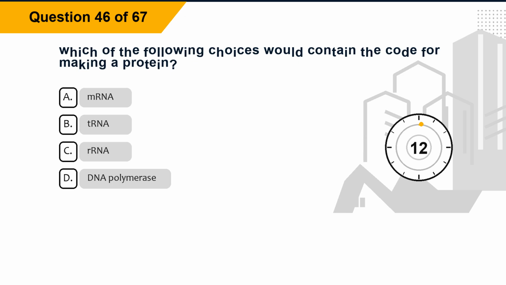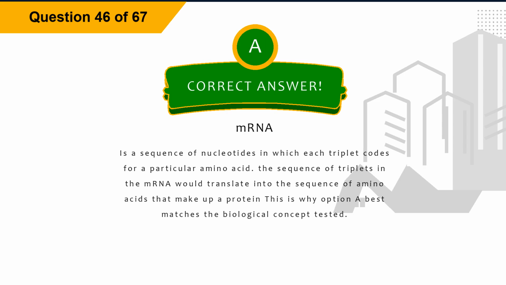Question 46. Which of the following choices would contain the code for making a protein? Option A, mRNA, option B, tRNA, option C, rRNA, option D, DNA polymerase. The correct answer is option A, mRNA. Explanation. mRNA is a sequence of nucleotides in which each triplet codes for a particular amino acid. The sequence of triplets in the mRNA would translate into the sequence of amino acids that make up a protein. This is why option A best matches the biological concept tested.